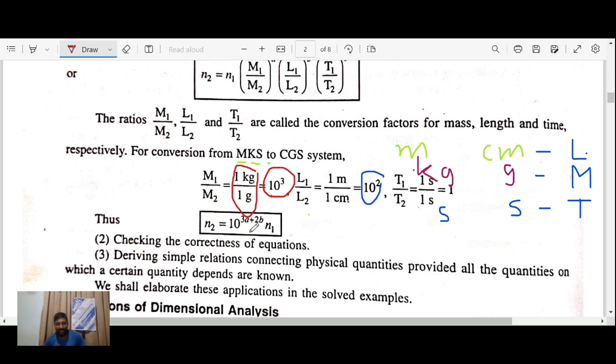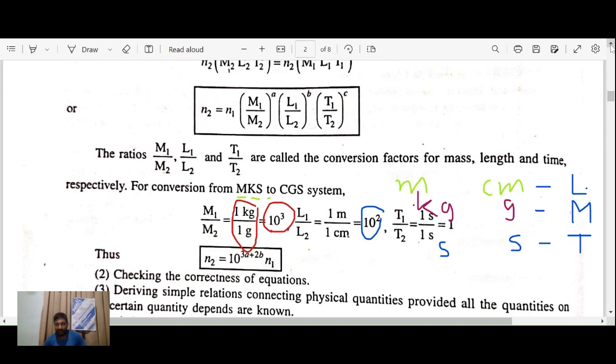n2 equals n1 times, right? You can see 10 to the power, because all are 10 to the power. M1 over M2, you can see it. M1 over M2. I'll scroll a bit. M1 over M2 is the factor 10 to the power 3. We don't know what that is called, power or order. Let's write it as a. M1 over M2 is 10 to the power 3. The power is a, right? 3, then you will get a over here.